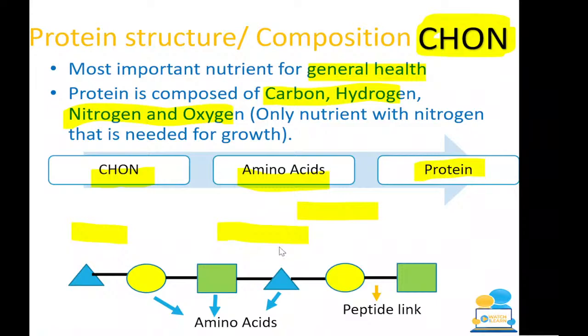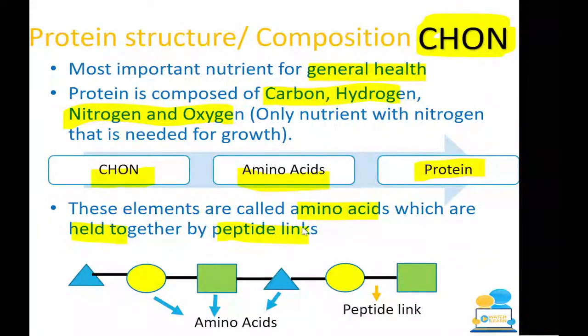So you can see right here that they are called amino acids, which means they are held together by what's called peptide links. This here is one amino acid, two amino acids, and it's kind of like a glue that holds them together. And then this whole chain is what we call a polypeptide chain, and that is what makes up your protein.